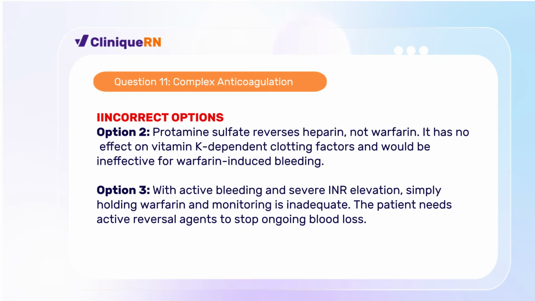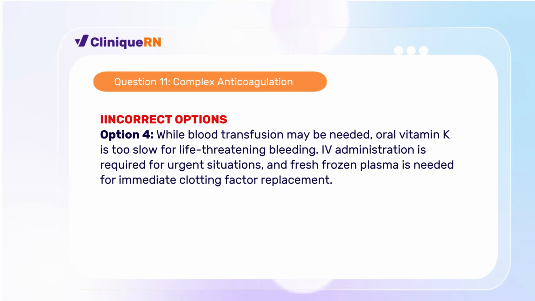The patient needs active reversal agents to stop the ongoing blood loss. Option 4. While blood transfusion may be needed, oral vitamin K is too slow for life-threatening bleeding. IV administration is required for urgent situations, and fresh frozen plasma is needed for immediate clotting factor replacement.